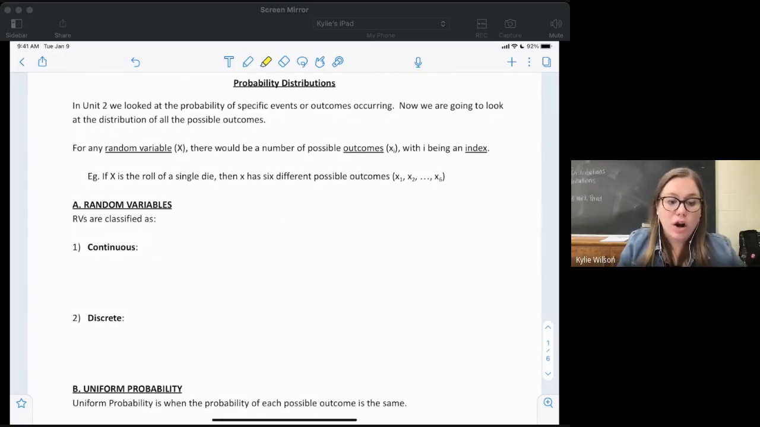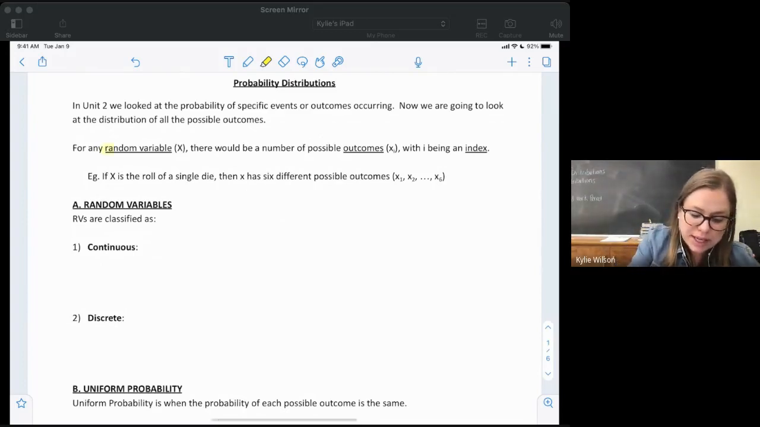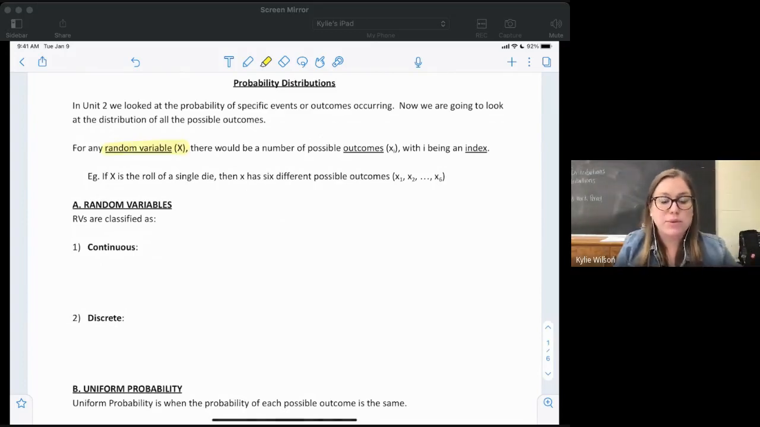First, we have our random variables. So we'll be looking at any random variable, and we'll denote that by capital X. For each of these random variables, we have a bunch of different outcomes with indices on them. So a random variable is the event or the situation that I'm looking at. Then I have all of my different outcomes, which would be denoted by x1 for the first outcome, x2 for the second outcome, etc., etc.